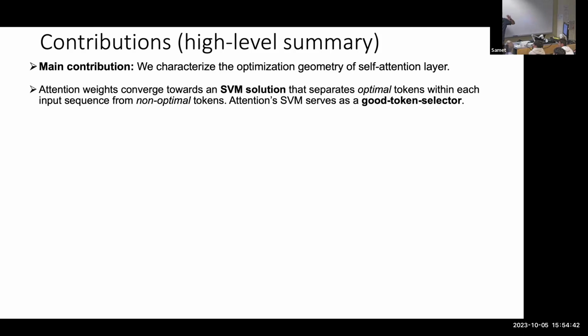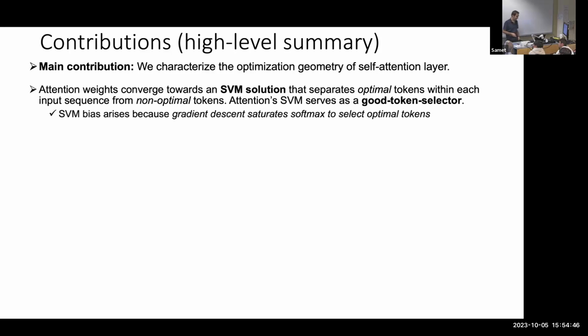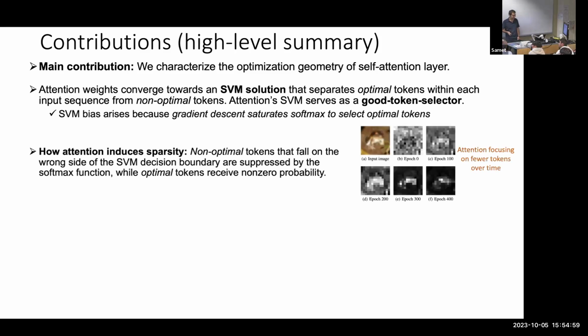Its job is not assigning a label. Its job is separating the sequence into good and bad parts, in some sense. So SVM bias arises because of the tendency of softmax to select optimal tokens. In other words, the SVM bias comes from softmax's 0-1 behavior, okay?